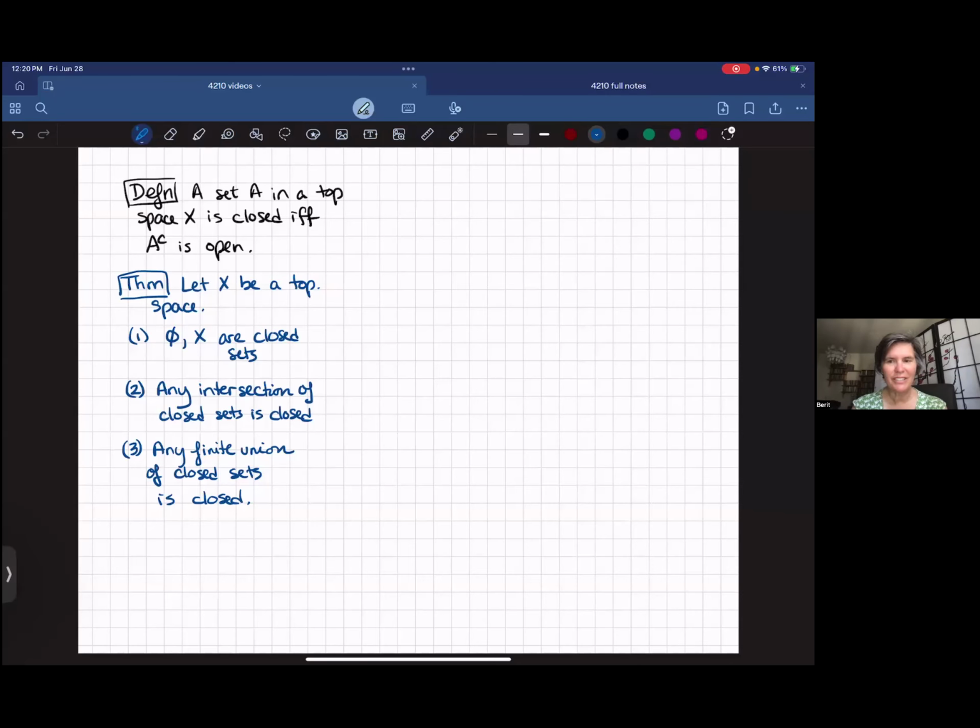Hi, this is Barrett Givens, and in this video, we're going to talk about some of the basic properties of closed sets in a topological space.